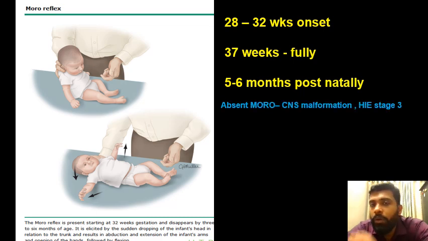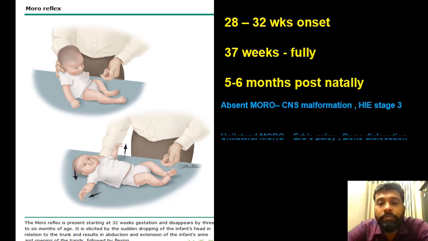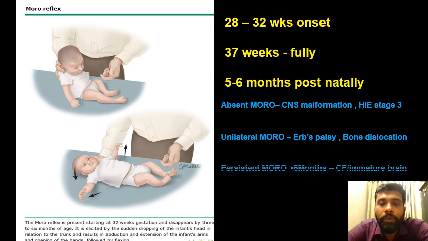An absent Moro signifies CNS malformation or HIE stage 3. A unilateral Moro signifies either Erb's palsy, that is brachial plexus injury, or some clavicle fracture or bone dislocation. Okay. Persistence of the Moro reflex even after 6 months of age means either a cerebral palsy-like condition or immaturity of the brain.